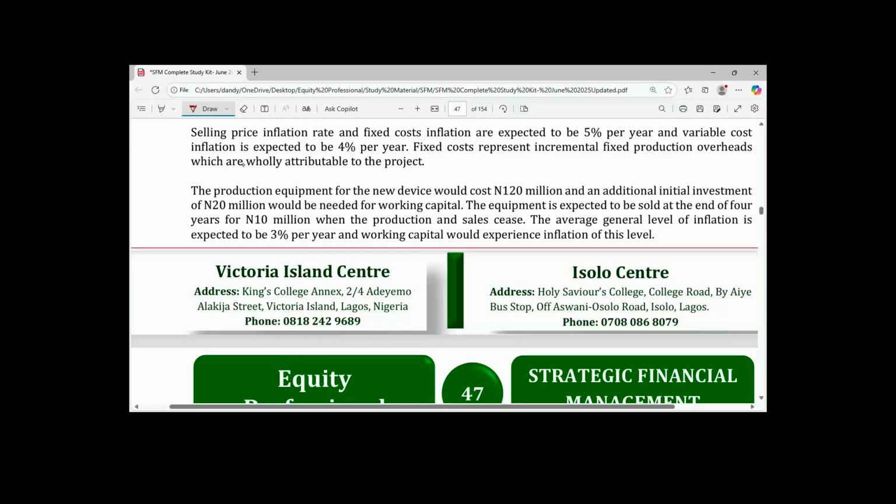Fixed costs represent incremental fixed production overheads, which are wholly attributable to the project. The production equipment for the new device would cost 120 million naira, and an additional initial investment of 20 million naira would be needed for working capital. The equipment is expected to be sold at the end of 4 years for 10 million naira when the production and sales cease. The average general level of inflation is expected to be 3% per year, and working capital would experience inflation of this level.